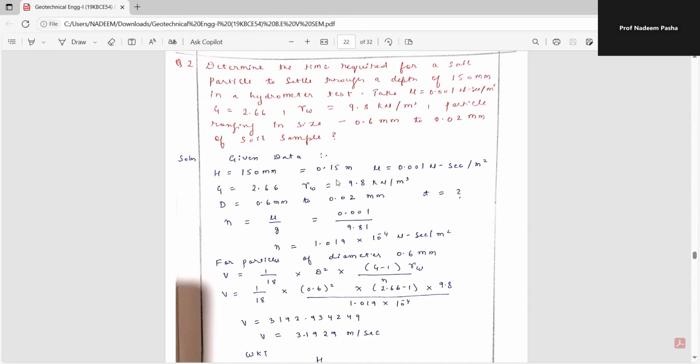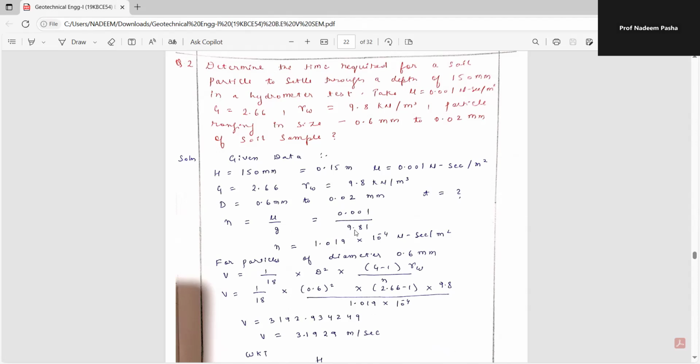The dynamic viscosity mu is given as 0.001 Newton second per meter square. Specific gravity G is 2.66. Unit weight of water is 9.8 kilonewton per meter cube. The diameter of the spherical particles is 0.6 mm and 0.02 mm. We need to calculate the time.